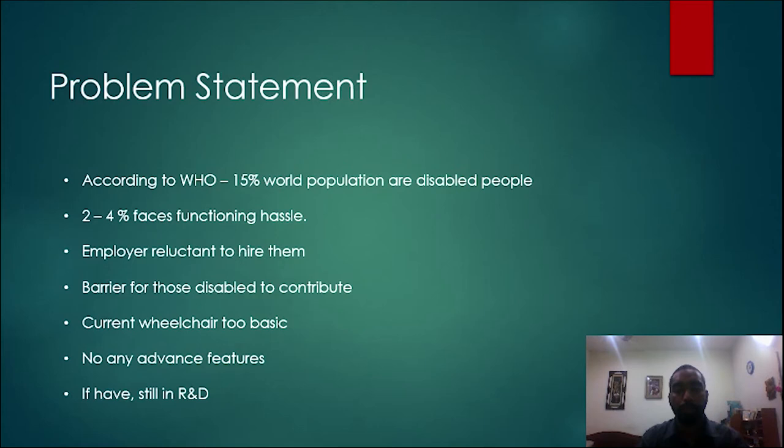I'll be presenting the problem statement, objective, and lastly the scope. In the problem statement, according to the World Health Organization, 15% of the world population are disabled people, and out of the total disabled people, 2-4% of them have problems in functioning, which means they are unable to move by themselves or independently.